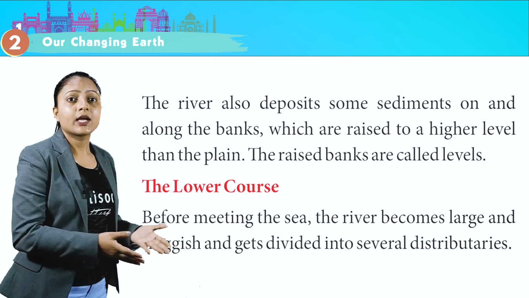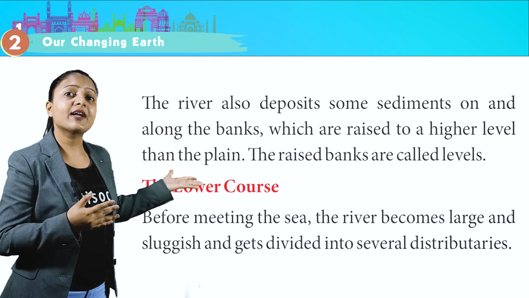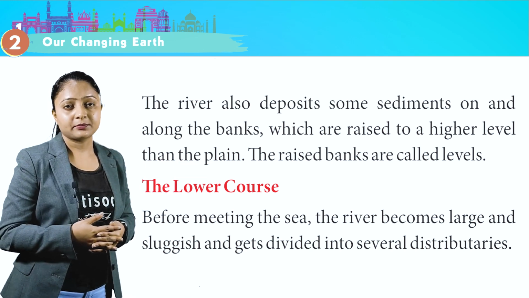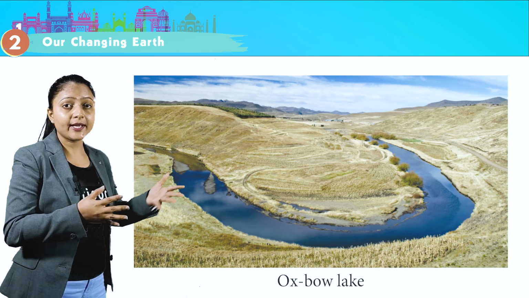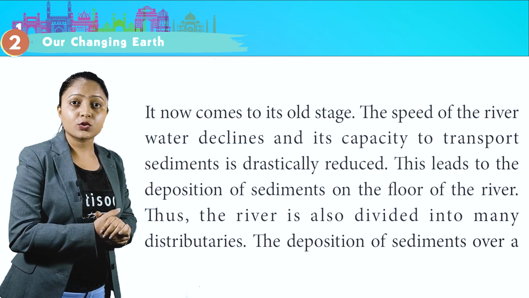The lower course. Before meeting the sea, the river becomes large and sluggish and gets divided into several distributaries. This is the image of an oxbow lake and this is the image of a canyon. It now comes to its old stage.